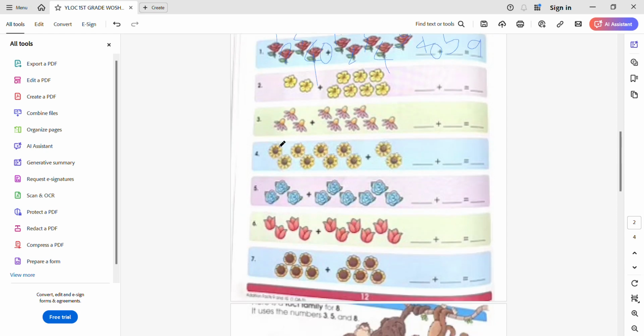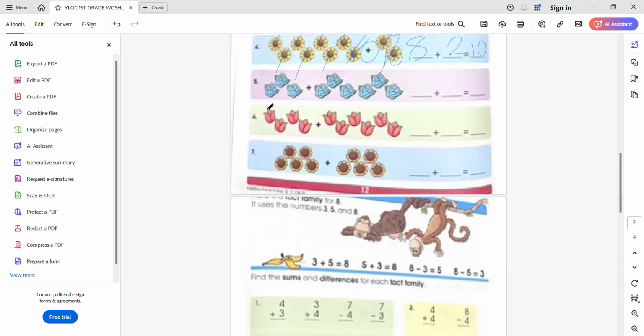Same for the sunflowers. We have 1, 2, 3, 4, 5, 6, 7, 8. 8 plus 1, 2, 2. Count everything in total. From 8, we have 9 and then 10. So your final answer is 10. Lastly, for these tulips, we have 1, 2, 3, 4. 4 plus 1, 2, 3, 4, 5, 6. 4 plus 6 equals 10.